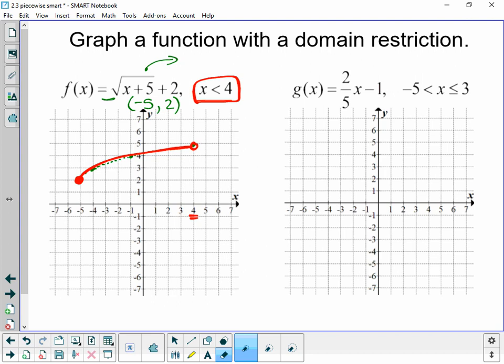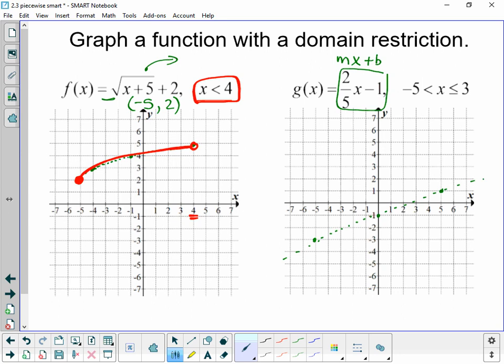Here's a function g of x. G of x is equal to 2/5 x minus 1, again with a domain restriction. So this is a line. You should recognize it as a line. It's in slope-intercept form. So -1 is the intercept, so it's going to cross the y-axis here, and the slope is 2/5, up 2 over 1, 2, 3, 4, 5. That's not going to fit anymore that way, but I can go back down to back 5. So it's this line. Sorry, the slope's kind of funny over there. It's this line, but it's that line with a domain restriction.